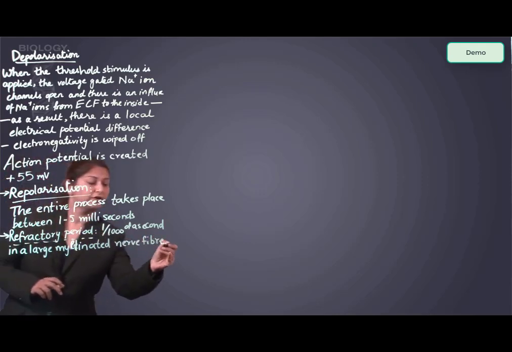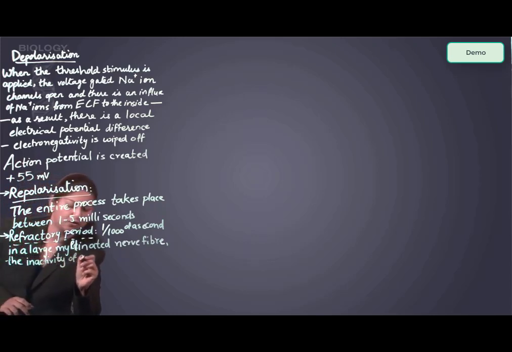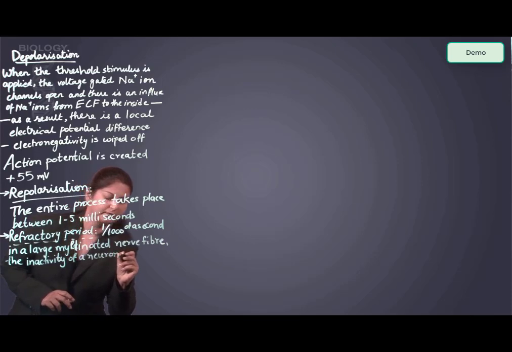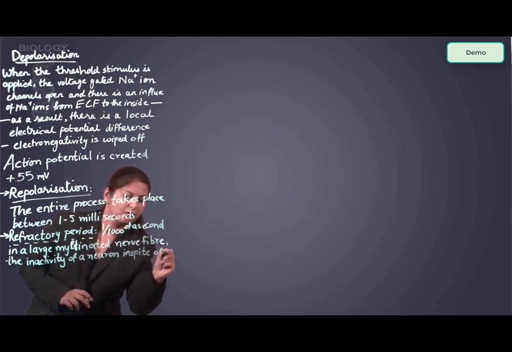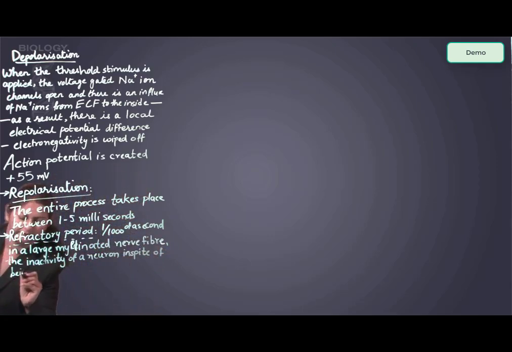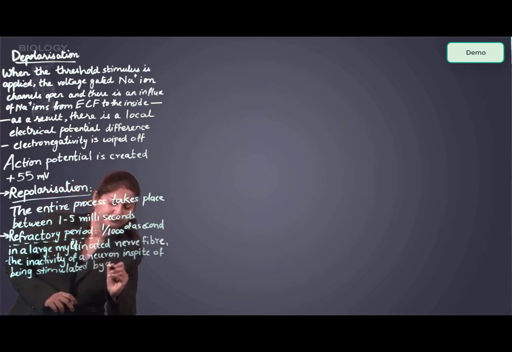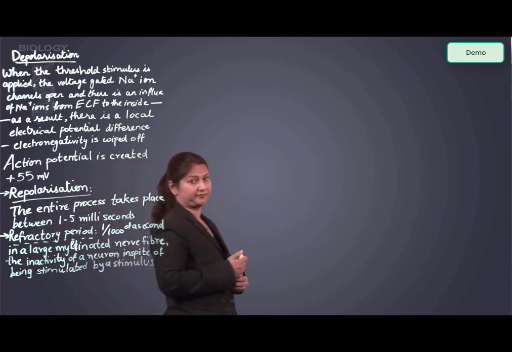All right, what is it? The inactivity of a neuron in spite of being stimulated by a stimulus. All right, so that is the refractory period.